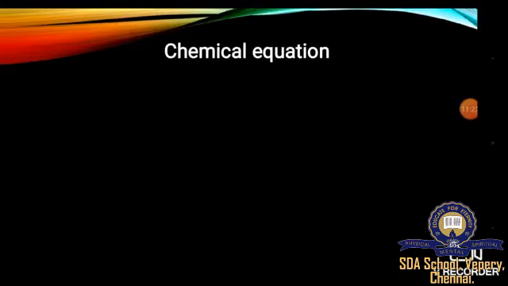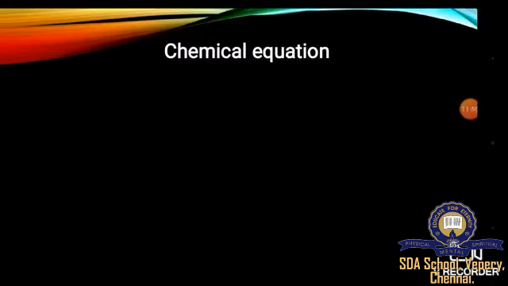Next we see about chemical equations. What is meant by a chemical equation? Before that we should know what is meant by a chemical reaction. Everything around us usually involves some chemical reaction. Even burning a paper involves a chemical reaction. Even converting milk into curd is a chemical reaction.